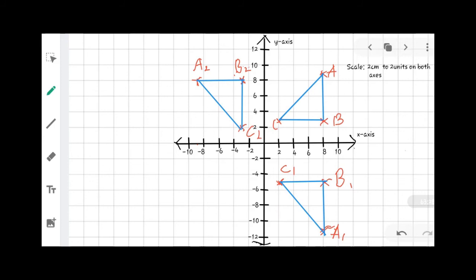Let's go to our final question. There's one more thing. Find the length of AB. We use our scale, 2 centimeters to 2 units. Moving from this point to this point is 2 centimeters, so we even see it in the labelings. So for AB, A is here, 9, and then B is 3. So 9 minus 3 gives us 6. So AB equals 6 centimeters.